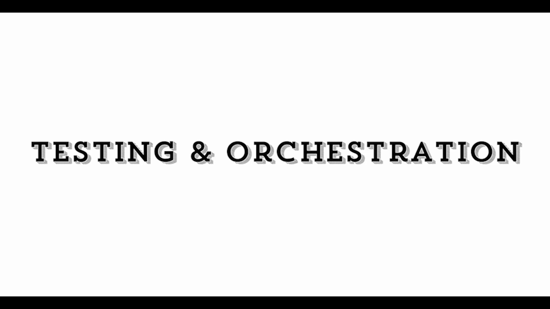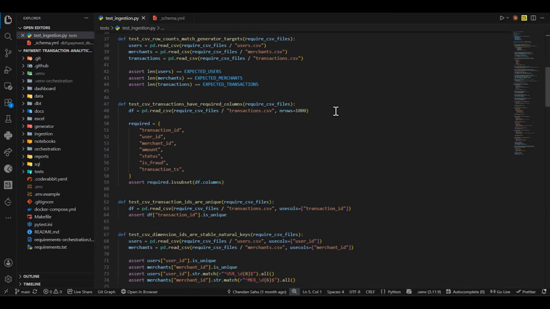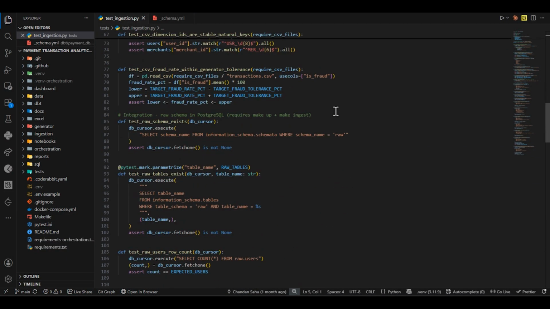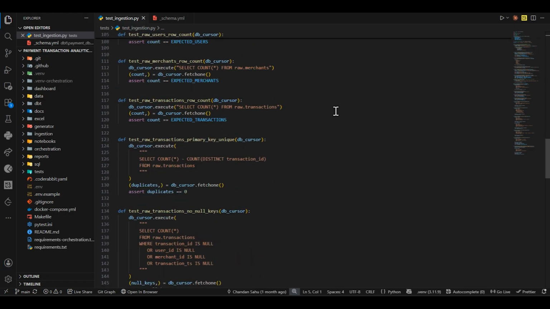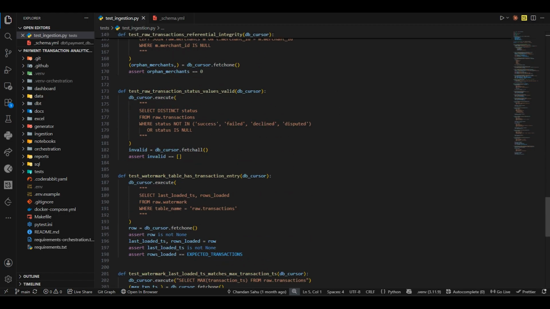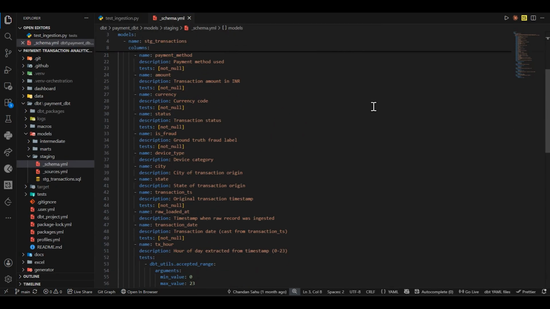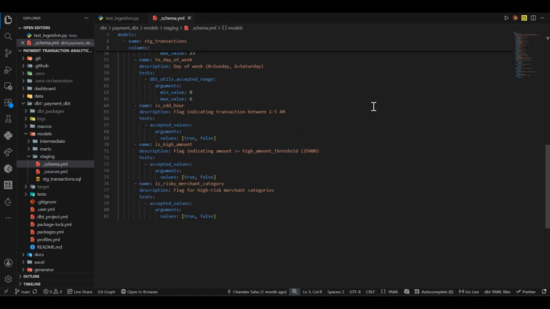There are 2 layers of quality checks here. PyTest handles the ingestion side: CSV shapes, schema types, making sure the database connection actually works. And then dbt adds 81 schema assertions on top of that across the whole warehouse: primary key uniqueness, foreign key integrity, valid values for things like status and payment method.